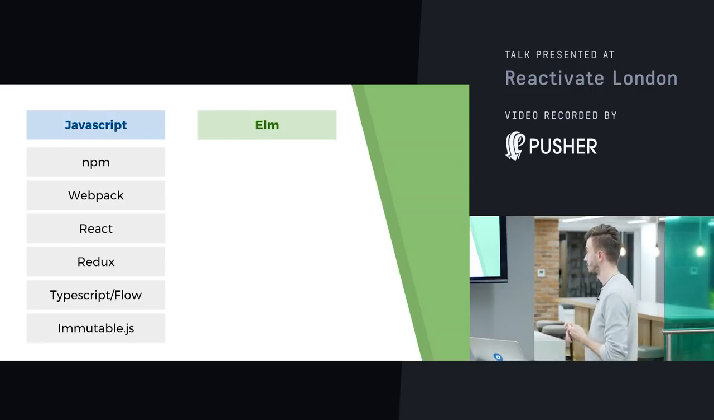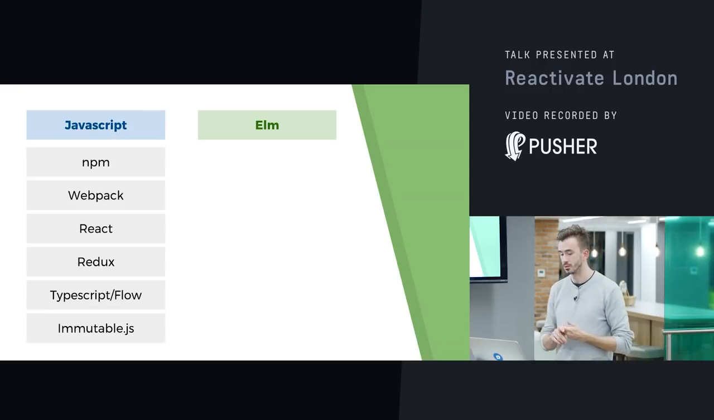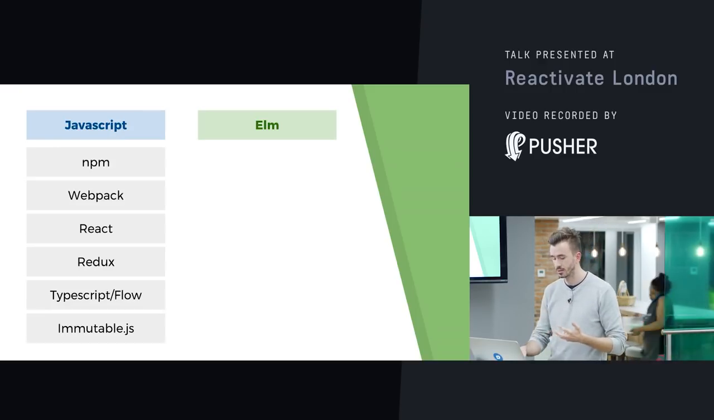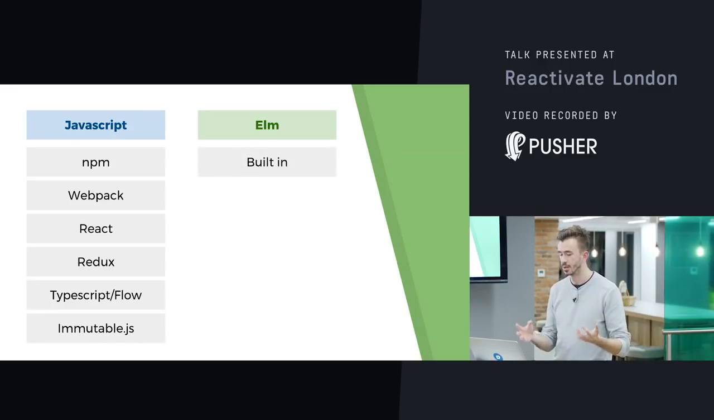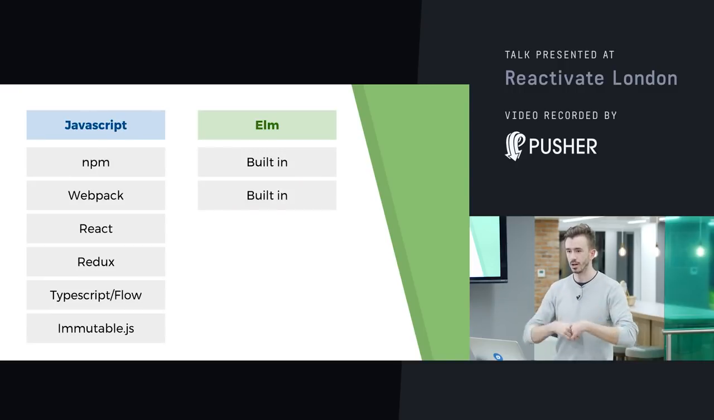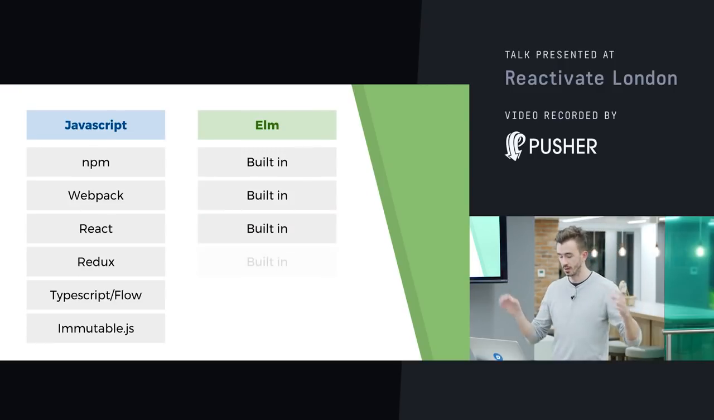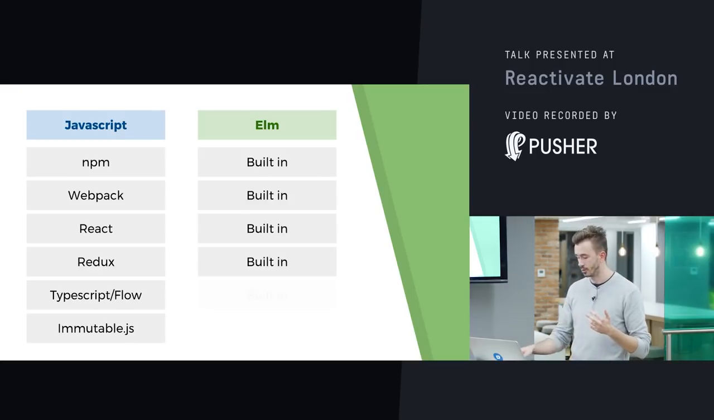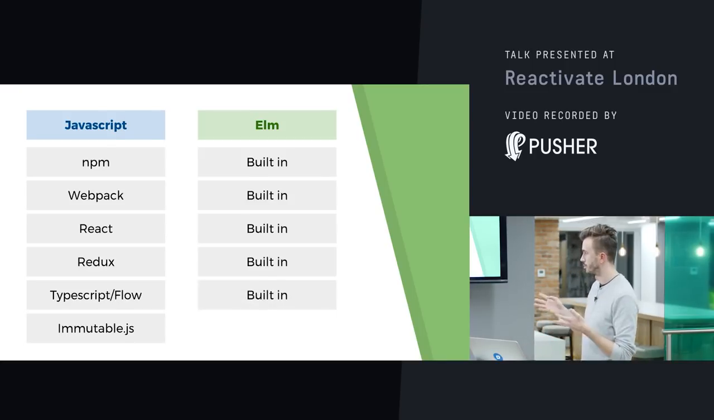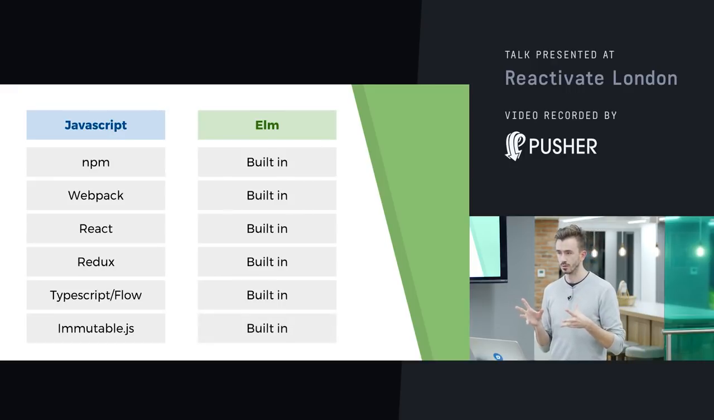So what's the experience like when you start with Elm? Well, you go, how do I get packages? Well, that's built into Elm. You go, cool. So how do I get all my files compiled into a single version? That's built into Elm. You go, okay, so how do I actually architect my code? How do I do the view layer and all that kind of stuff? Well, that's actually built into Elm. So you go, cool. So how do I manage my state when it gets really big? That's built into Elm. What about type checking and Flow? That's built into Elm. And immutability, as I mentioned, is also built into Elm.